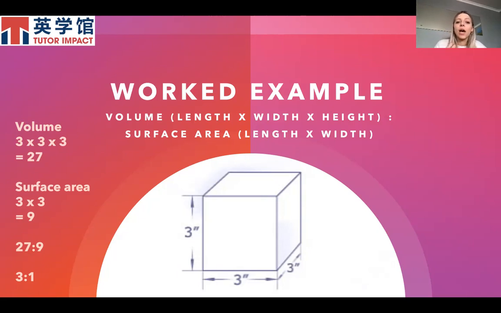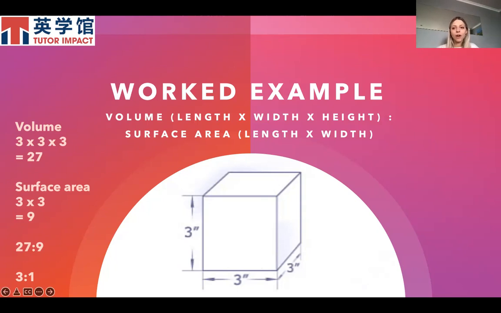And then for the surface area, again, we just need to work out the length times the width. And here we can see again, it's 3 times 3. If you can't do this in your head, the answer is 9, but we'll just quickly do this on the calculator. So 3 times 3 is 9. So we have 27 and we have 9. So we put that first as the ratio, so 27 to 9.